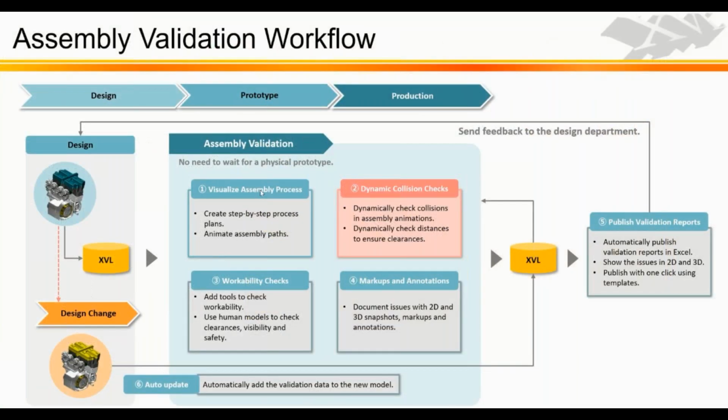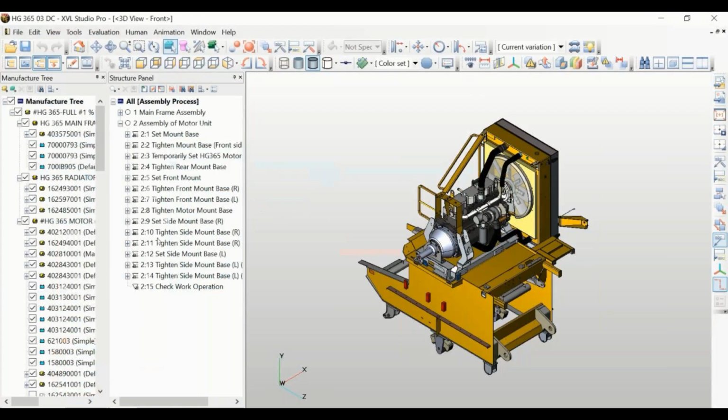After creating the process animation, we can use dynamic collision detection to find any interferences in the animation paths. We can also use dynamic measurements to guarantee the clearances of all the parts in the assembly process. Here's the process animation that we authored before. Now let's check for interferences in the animation paths. We can do that by turning on dynamic collision detection. So let's take a look at one of these paths here.